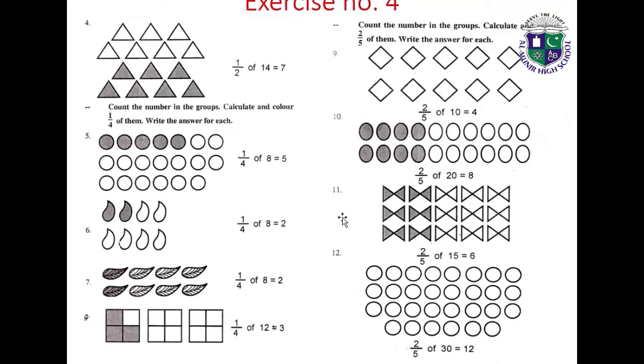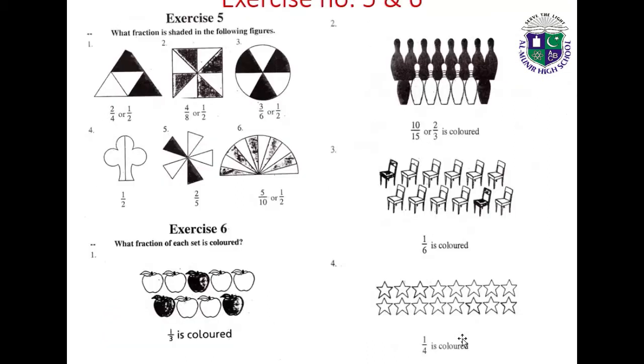Next question, question number 11. Two over five of 15. Two over five multiplied by 15. Five threes are 15, three twos are 6, so 6 is your answer. Next, two over five multiplied by 30. Five sixes are 30, six twos are 12, so 12 is your answer.